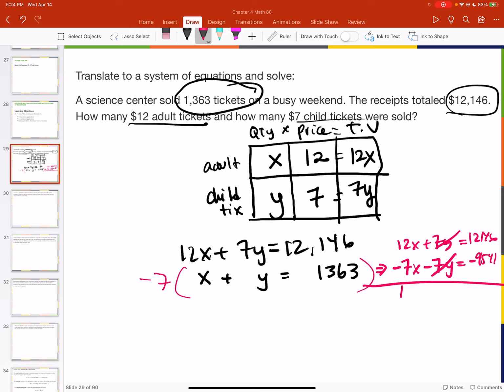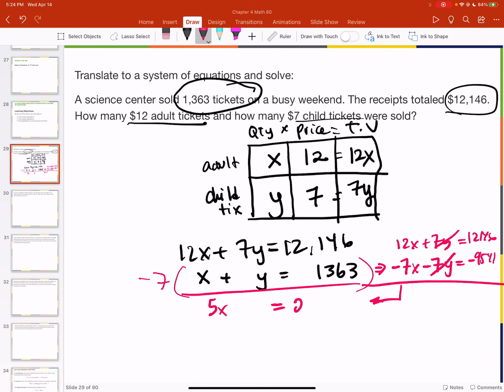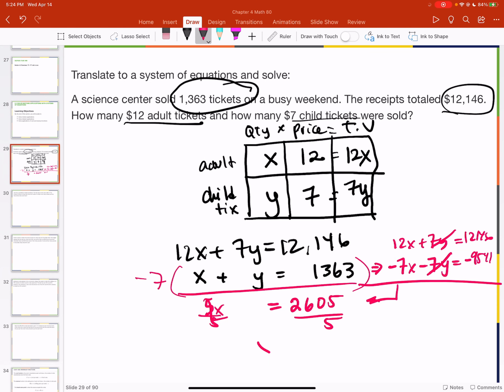I'm going to put the result over here. So we get 5x equals 12,146 minus 9,541. That gives me 2,605. Divide by 5. We get X is equal to 521. So this is the number of adult tickets.